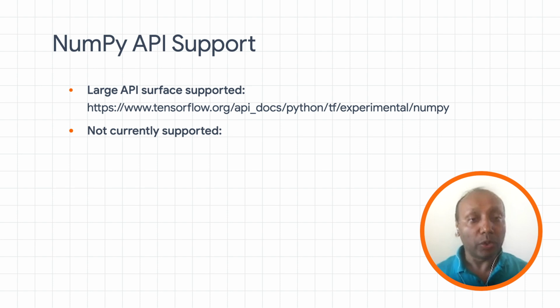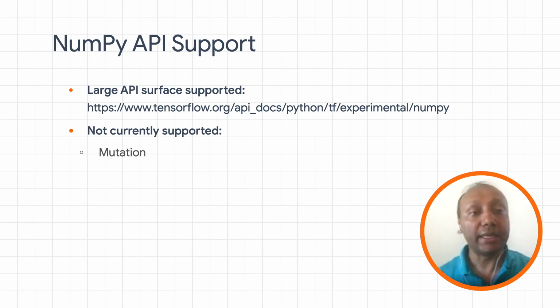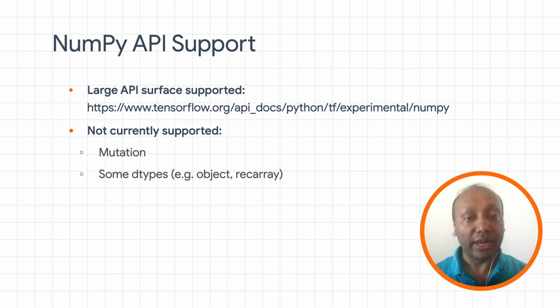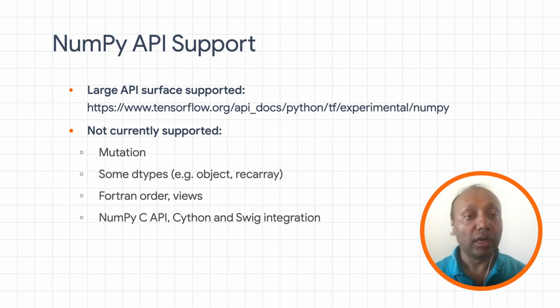What's currently not supported in terms of features is, one big one is mutation. So our ND arrays are currently immutable, and this is something that we're going to be working on. Some of the dtypes like object and recarray are not supported. We also don't support Fortran order of data views. Also, like NumPy's API, Python Swig integration is not supported.